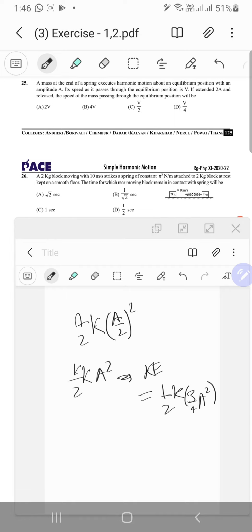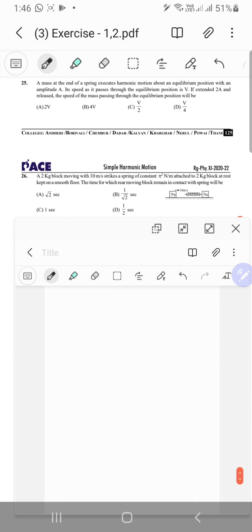Next question. A mass at the end of the spring executes harmonic motion about an equilibrium position with an amplitude A. Its speed as it passes through the equilibrium position is v. If extended to 2A and then released, the speed of the mass passing through the equilibrium position will be.